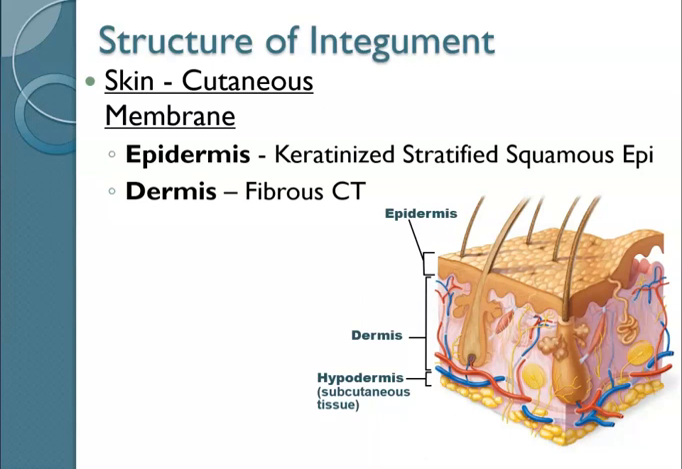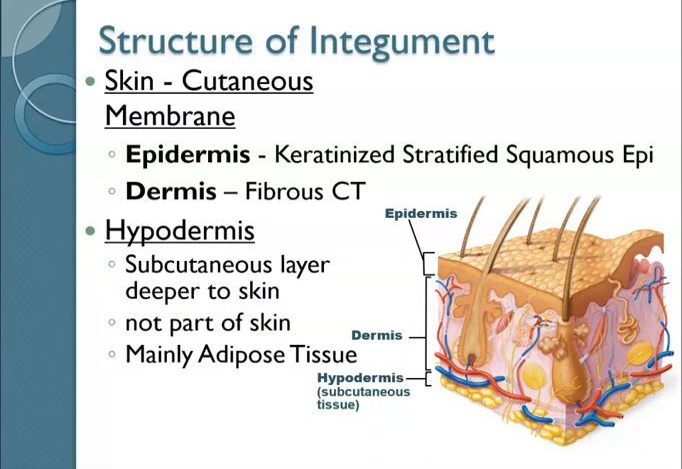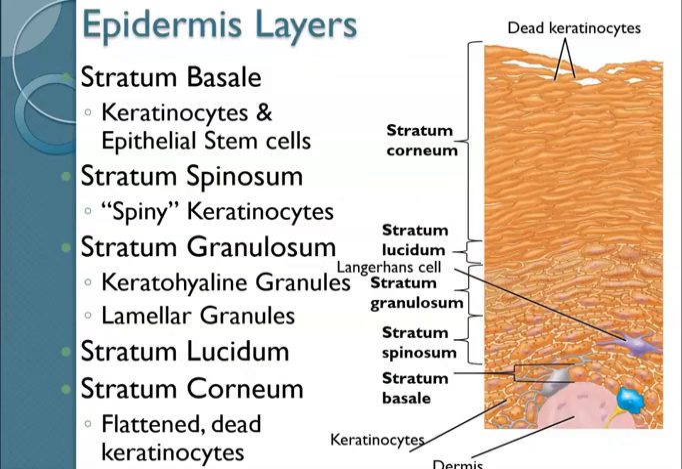The dermis is fibrous connective tissue. We'll talk about it in a couple of slides. It's areolar connective tissue on top and then dense irregular connective tissue below it. Then the hypodermis is not really part of the skin, it's below the skin. Hypo means lower, so it's below. You may have also heard of another term, subcutaneous, subcut. In terms of fluids or injections, you may have heard of that term. That's in reference to the hypodermis. It's mainly made up of adipose connective tissue.